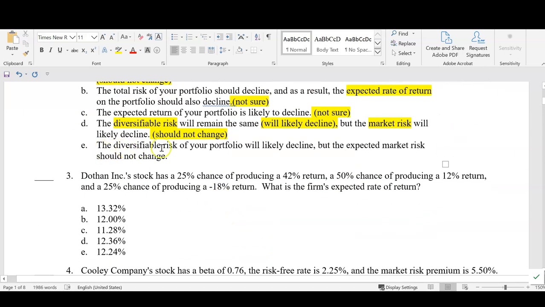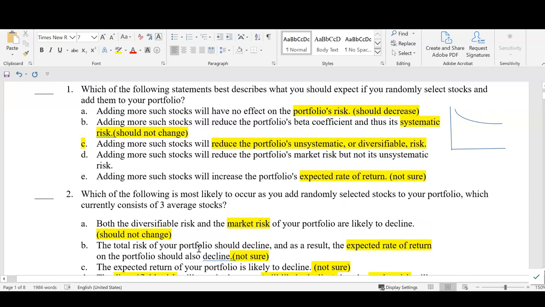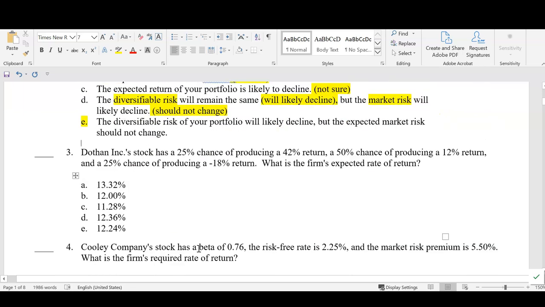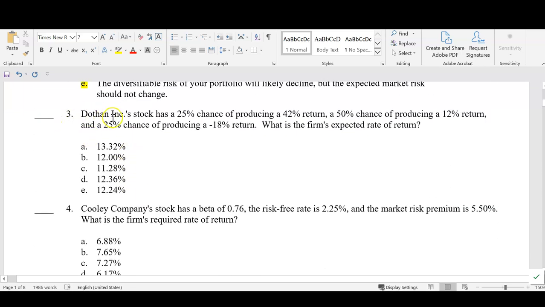E, the diversifiable risk of the portfolio will likely decline. Yes, but the market risk should not change. Yes, E is correct. Okay, that's question 2.